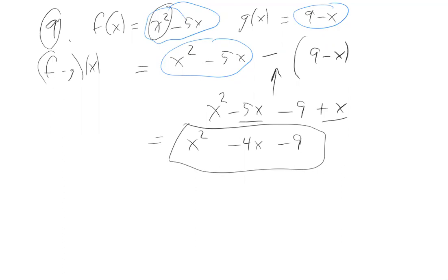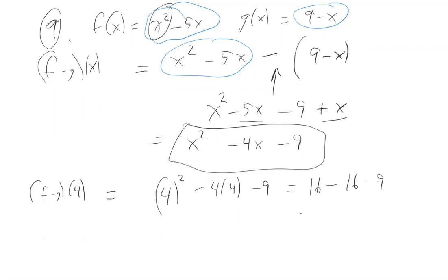Now, there's a part B in this problem as well. So part B says, what is f minus g of 4? So what you do is, you can just plug in 4 into that answer. So if you plug in 4 for x, you get 4 squared minus 4 times 4, because x is 4. And then you have 4 squared is 16, minus 4 times 4 is negative 16, minus 9. 16 minus 16 is 0, so you just get negative 9. All right, now let's go to problem number 10.